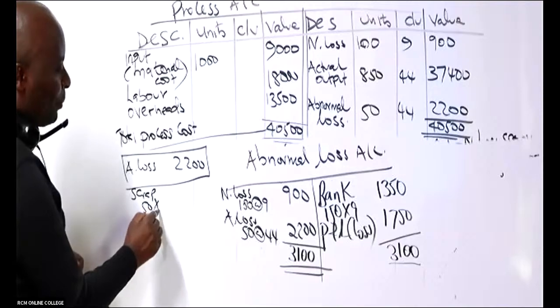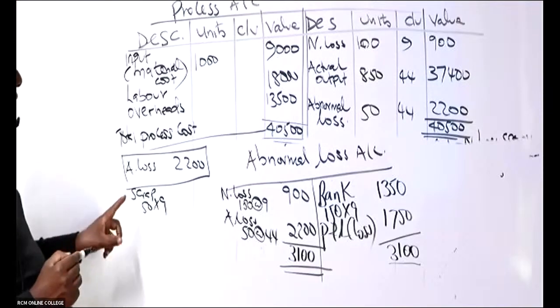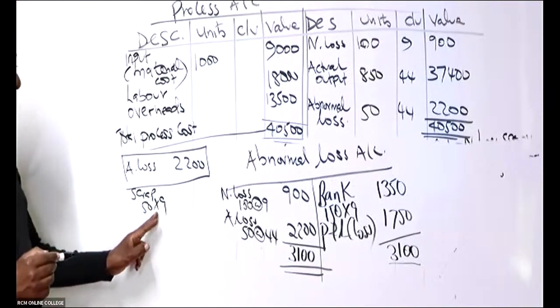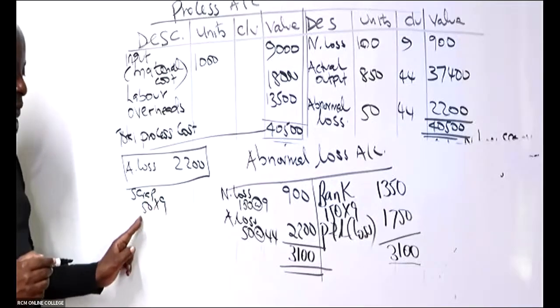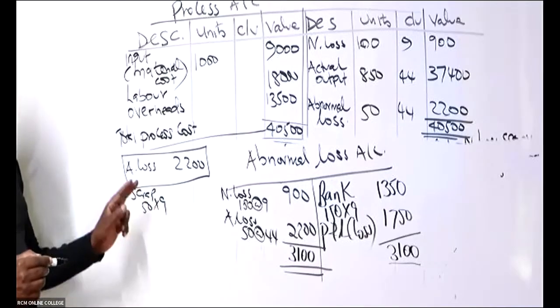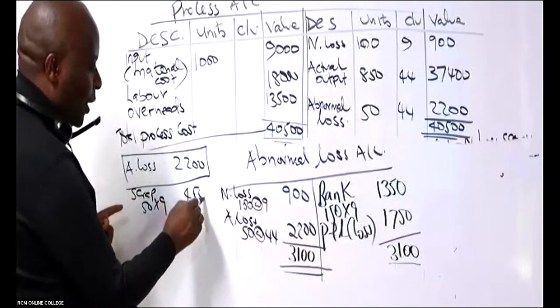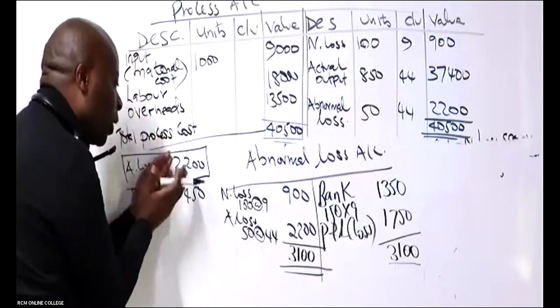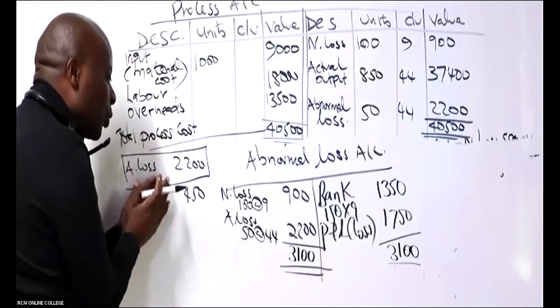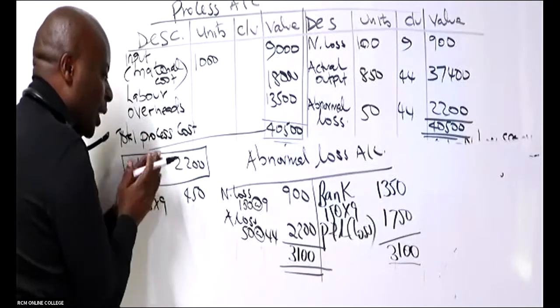And I'm going to scrap them for how much here? Somebody, for just 9 bob. So 50 times 9. Can somebody give me this figure? 50 times 9 will give me 450. So you can see they are worth 2,200 and I'm going to sell them for 450.